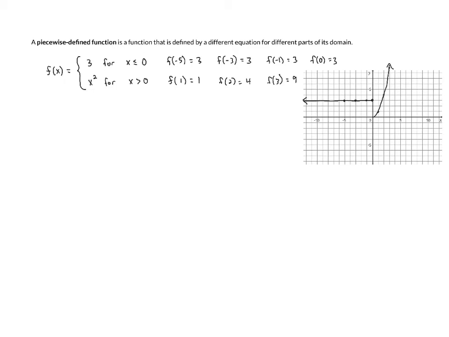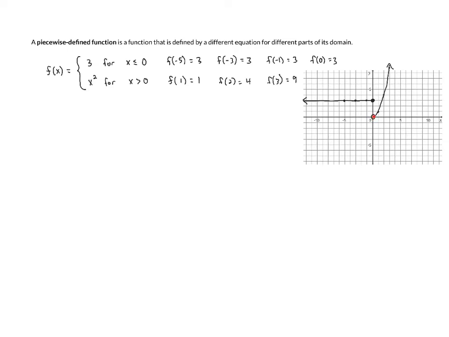Now we have to be careful here because this says x is greater than 0, not x is equal to 0. So the point 0, 0 is not actually going to be a part of this graph. We're going to have to put an open circle there because when x is 0, we know that we're in the first part of the graph, and so f of x has to be 3. So we're going to have a closed circle here and an open circle down below.